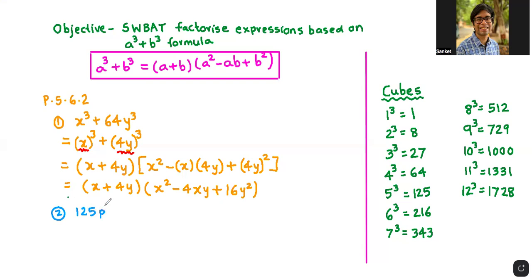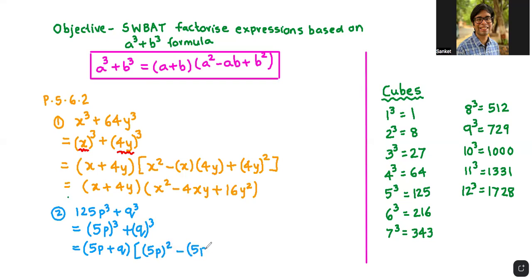125p cube plus q cube. For 125p cube, I know 125 is the cube of 5, so I can write this as (5p) whole cube plus q cube. So this is my first step, which is the most important. I identify what my a is. My a is 5p, my b is q. Now I can use the formula a plus b, that means 5p plus q, a square, that is (5p) square, minus ab, 5p multiplied by q, plus b square, that is q square.